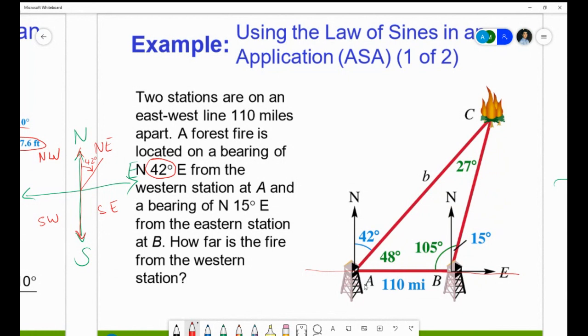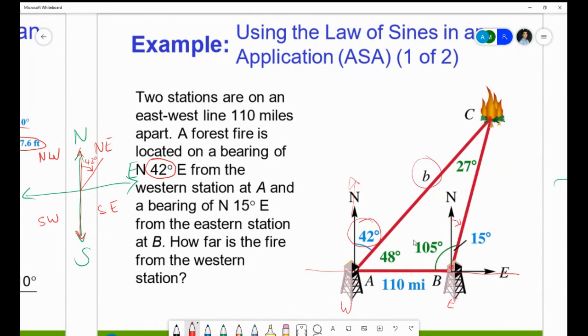All right, so we see that they are 110 miles apart. A forest fire is located at a bearing of north 42 east. So you see here, north 42 east, measured directly from the north. Here is the forest fire, and the bearing of north 15 degrees east. From the second station, we measure from here to here. That is 15 degrees. And so we can figure out how far away this fire is from the western station. This is the western station. This is the eastern station.